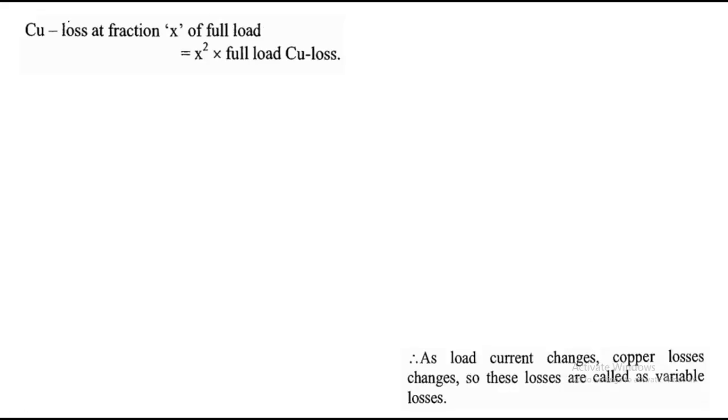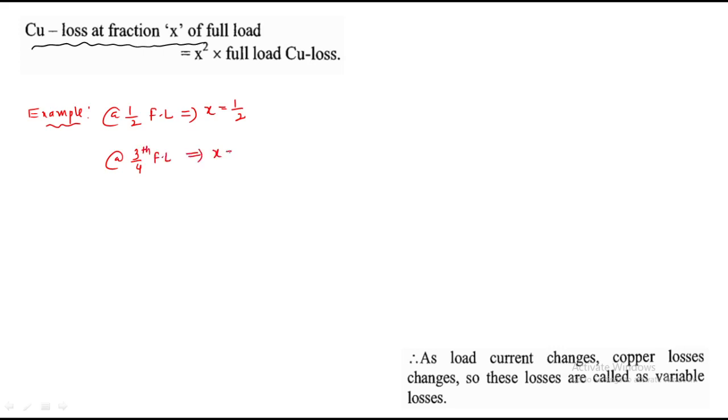So for that we have a formula: the copper loss at a fraction x of full load is equal to x square into full load copper loss. So what is the example? At half full load, x is equal to 1 by 2. At 3 by 4 full load, x is equal to 3 by 4. At 1 by 4 full load, what is the value of x? x is equal to 1 by 4. Okay, simple.